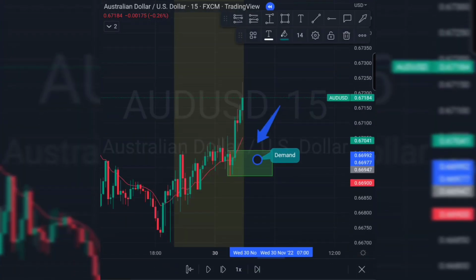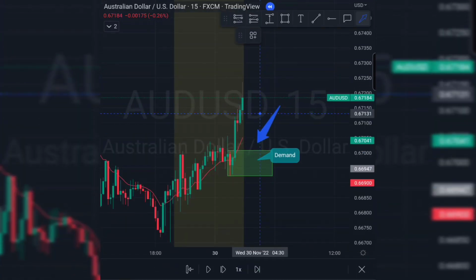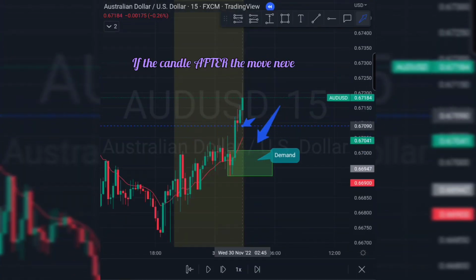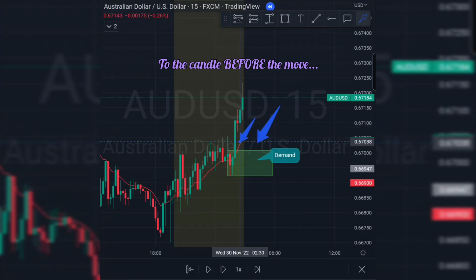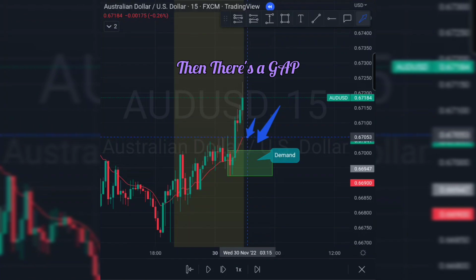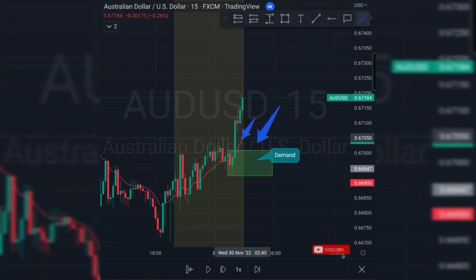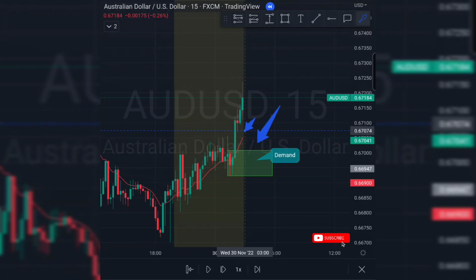What I like to say as a rule, right? If the candle after the move never pulls back to the candle before the move, then that's the gap. So one thing about the gap in the market, one thing about high probability setups: the gap has to be where the move started. So check this out. The candle after the move will always be the candle that breaks the box when you draw it.